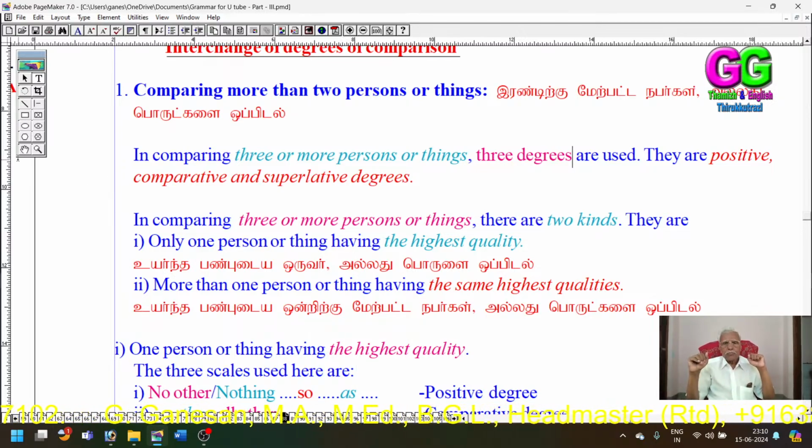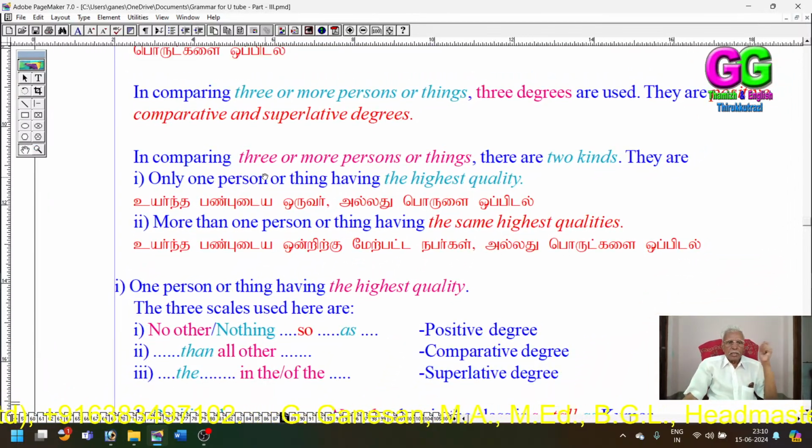In comparing three or more persons or things, there are two kinds. What are the two kinds? See, in comparing three or more persons or things, there are two kinds. The first is comparing three or more persons or things having only one person or thing having the highest quality.